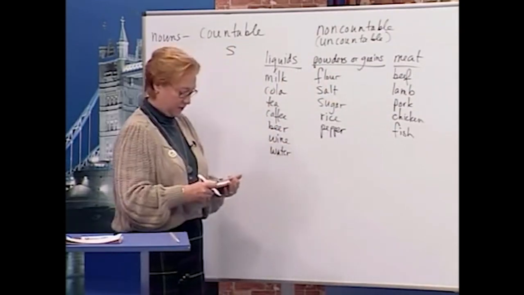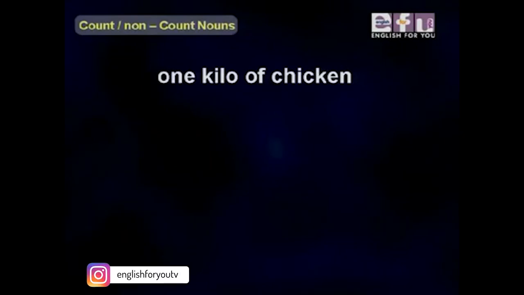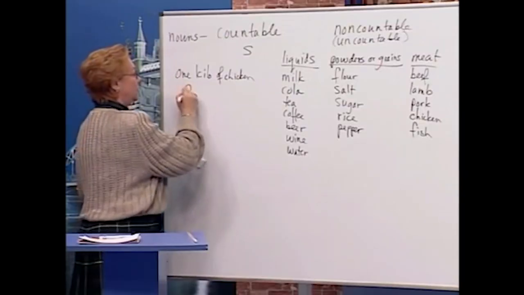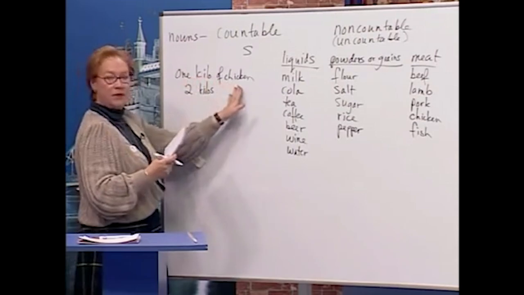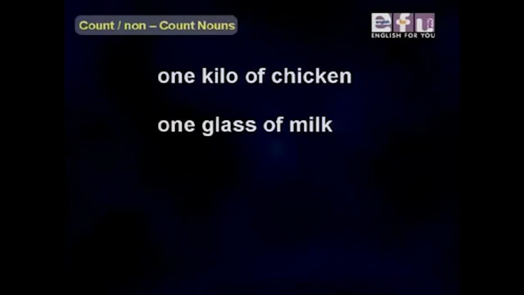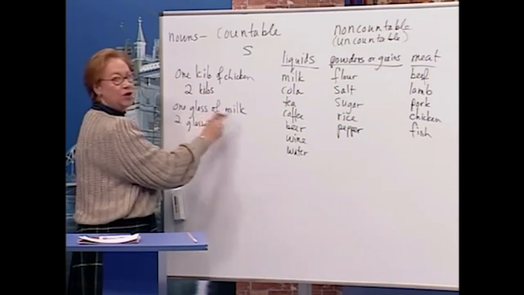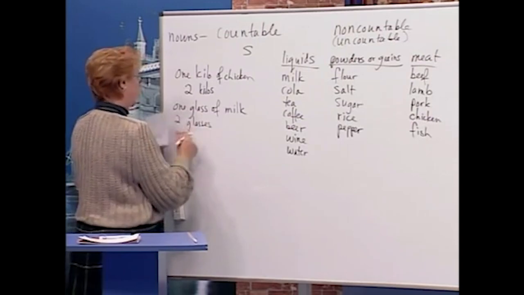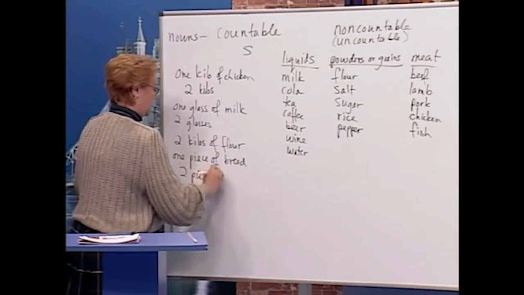So, for example, we can say, let me write it over here, 1 kilo of chicken, or 2 kilos of chicken. We can count the kilos, the S can go here, but not here. So 1 kilo of chicken, 1 glass of milk, or we could say 2 glasses of milk. But the S is here, not here. Another example, 2 kilos of flour. Or 1 piece of bread. Or we could say 2 pieces of bread.